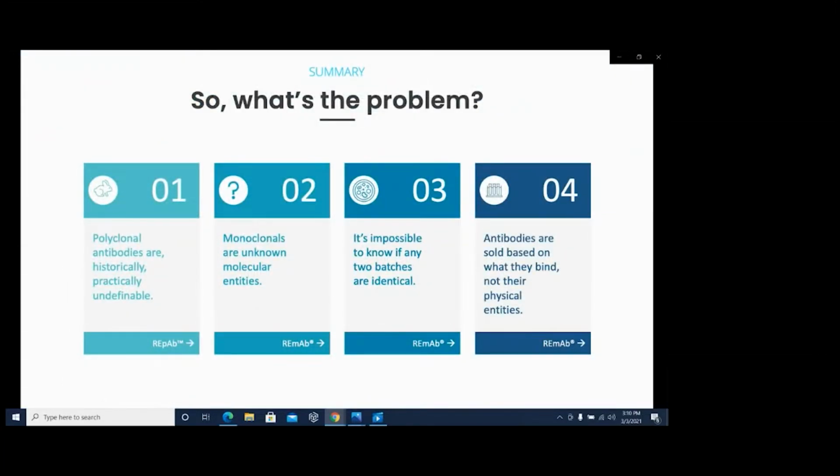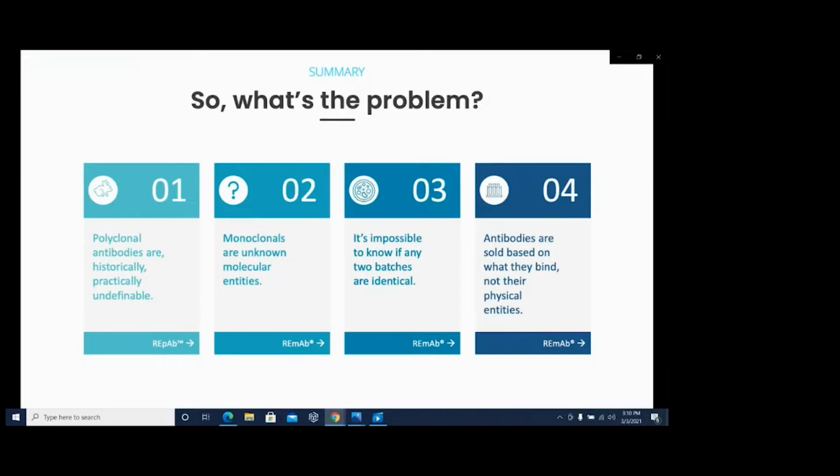So just to review a little bit here before moving on, what exactly is the problem? Well, simply put, it's not any individual thing. It's a complex mixture of issues that all compound on one another. We're using so many polyclonal antibodies, which have been historically and practically undefinable. And beyond that, many monoclonals aren't actually monoclonal at all. We're going to get to that in just a minute here. But there's a large issue in terms of the reproducibility in monoclonals, that they are actually very similar to polyclonals.